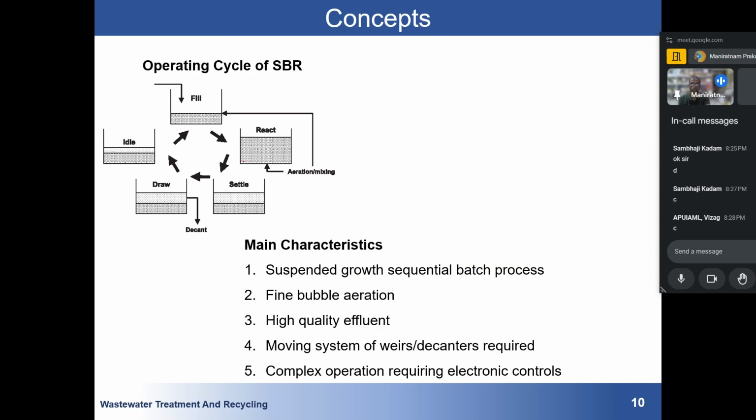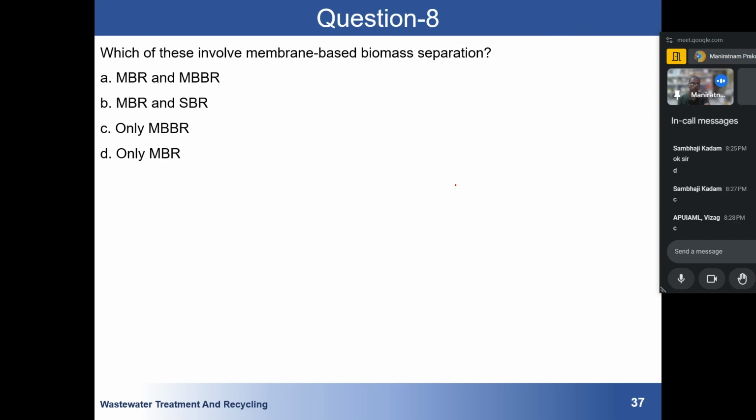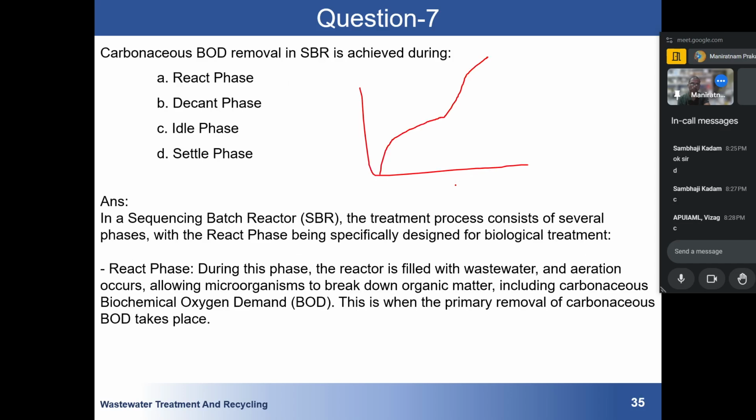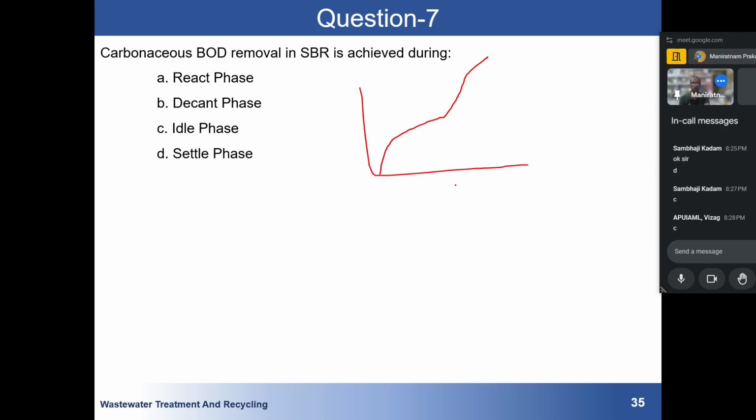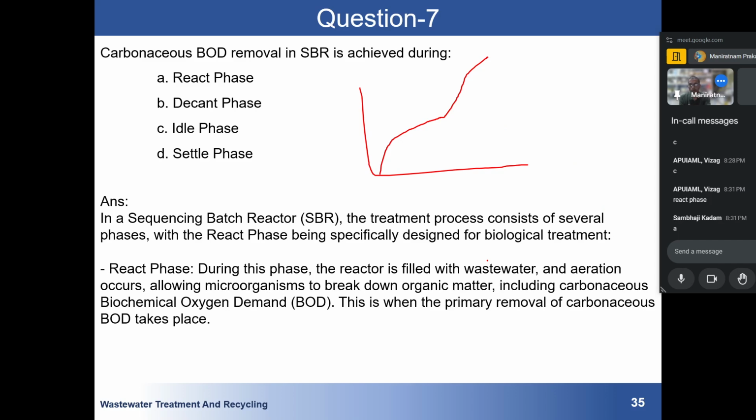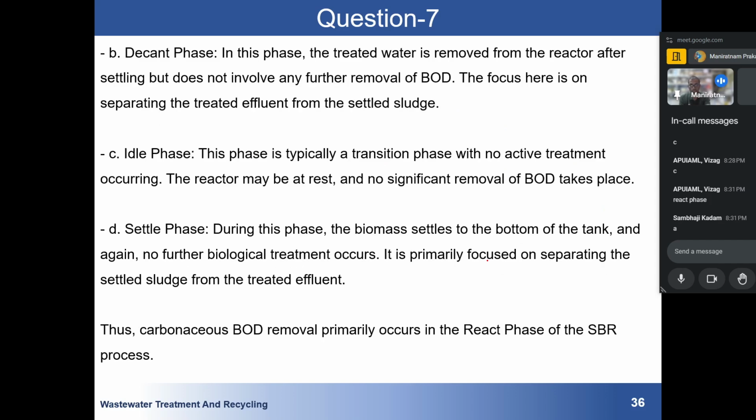There is fill, react, settle, decant, then idle condition, meaning the system... So at which point is all the carbon, all the organic matter, getting reduced? Just based on this memory picture, try to answer: on react phase, on decant phase, on idle phase, or in settle phase? React phase. Okay, so react phase is the correct answer.